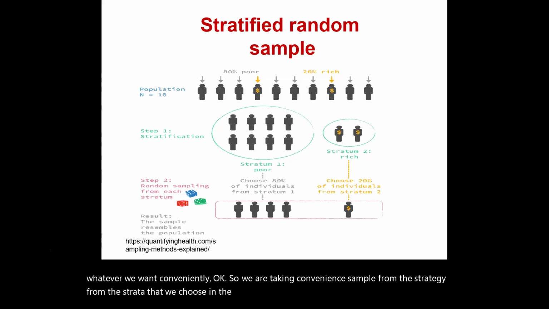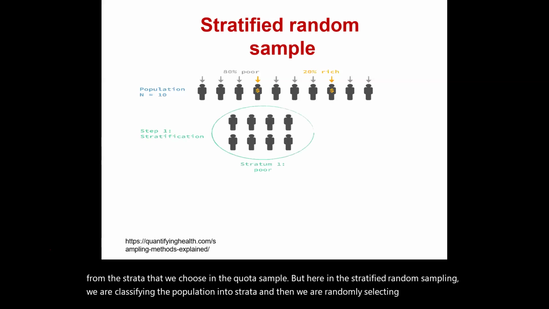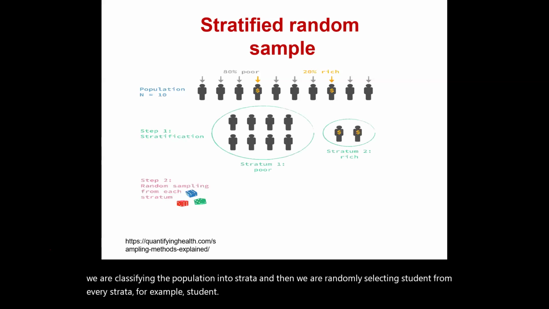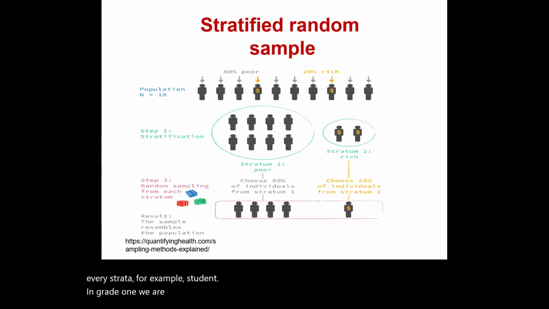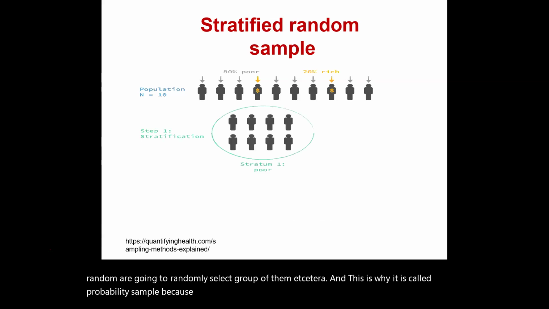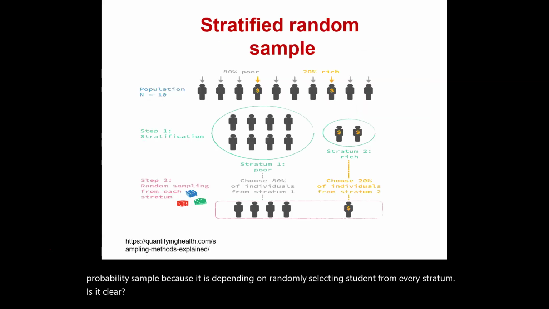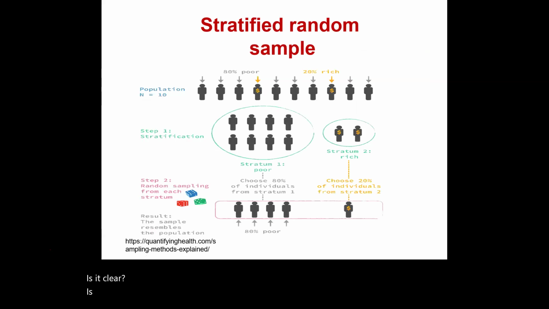But here in the stratified random sampling, we are classifying the population into strata, and then we are randomly selecting students from every strata. For example, student in grade 1, we are randomly selecting some of them, and the student in grade 2, we are going to randomly select a group of them, etc. And this is why it is called probability sample, because it is depending on randomly selecting students from every stratum. Is it clear? Is it clear? Yeah, Professor.